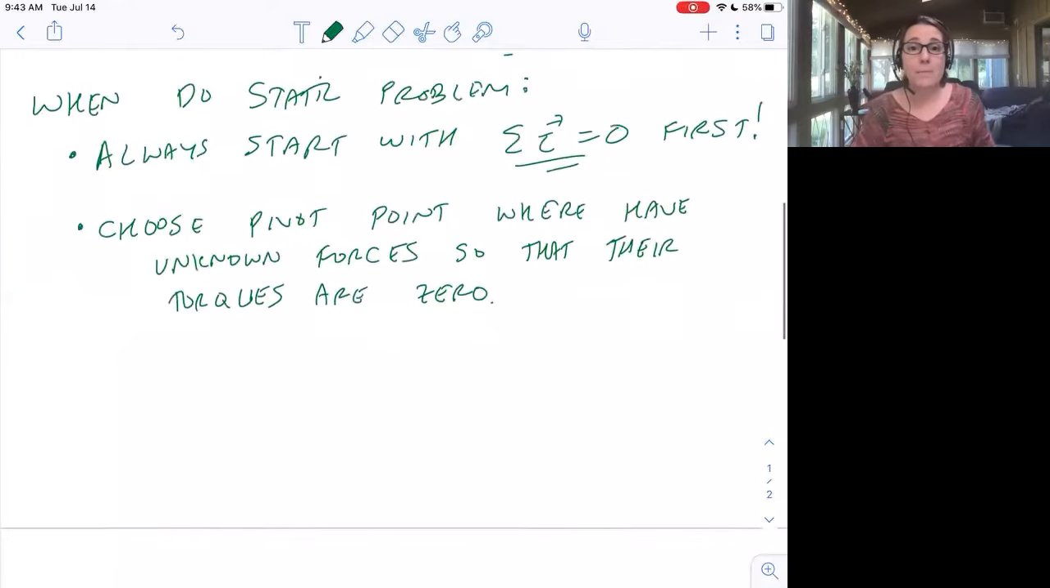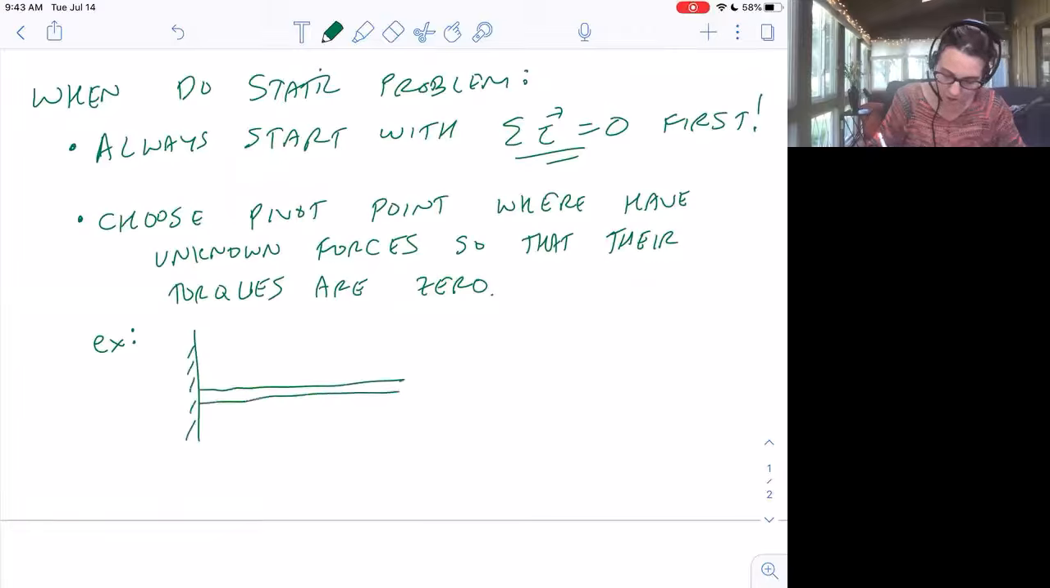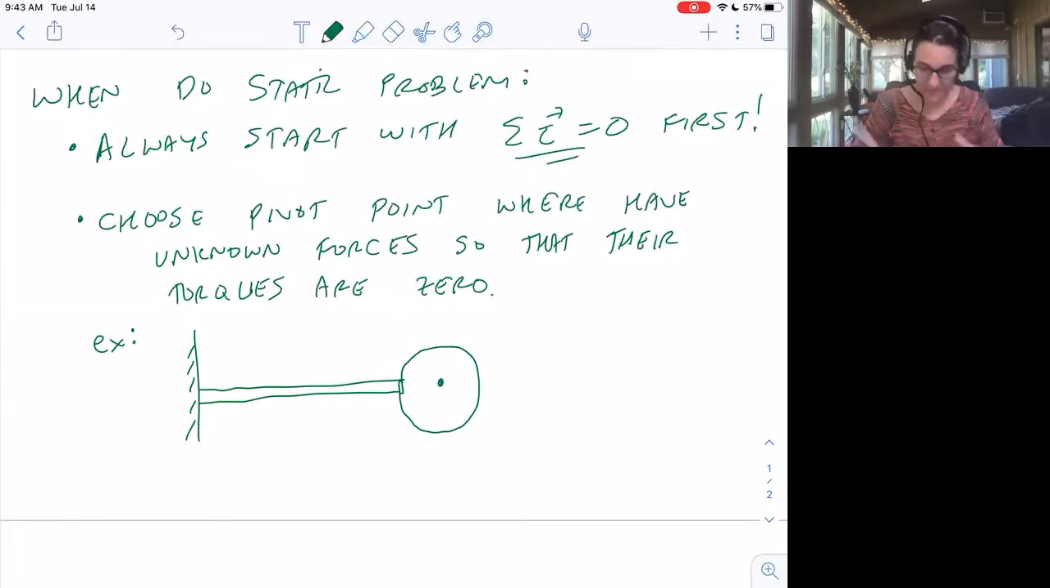Now, let me show you an example of what I mean by that. Let's say that we have this sort of kind of crazy situation. Let's say that I have a long bar over here, and then at the end of it, I'm going to attach, say, a disc to it. And then at the center of the disc, this whole thing is sort of horizontal in a gravitational field. Then I'm going to attach a rope to a ceiling and kind of hold this whole thing up.